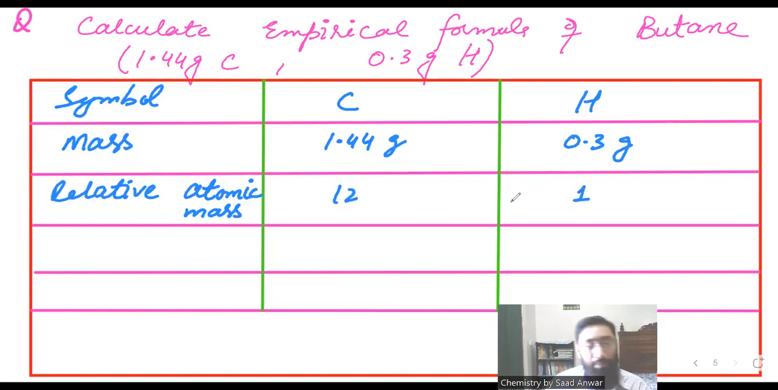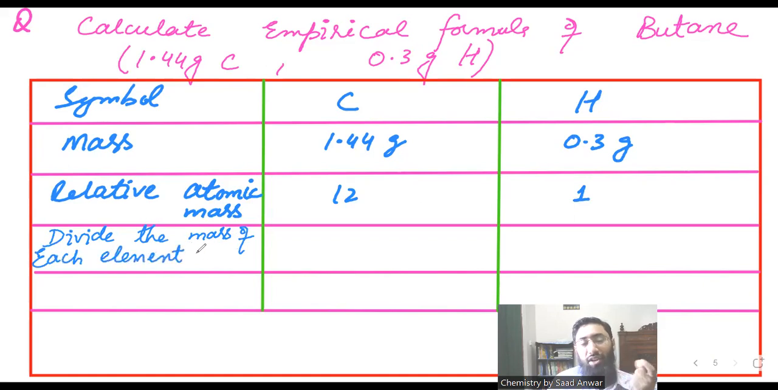Divide the mass of each element by its relative atomic mass. Ar means here relative atomic mass. So divide the mass by its relative atomic mass.